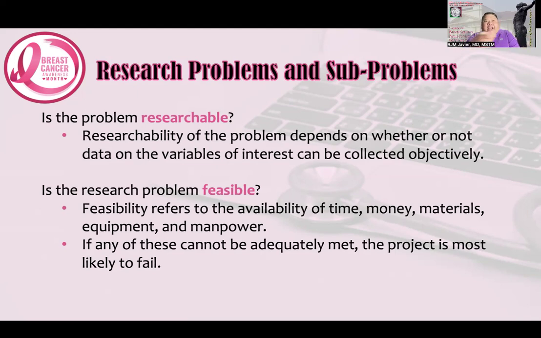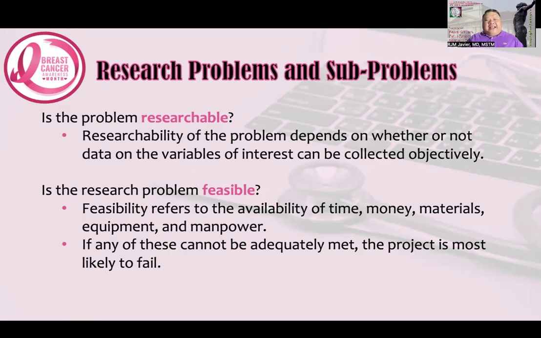So it could be objectively measured by getting a venipuncture and venous blood sample, and you subject your blood to blood chemistry, then you get the HbA1c or the glycosylated hemoglobin. That is what we mean by researchable. It's something that you can quantify and objectively measure.